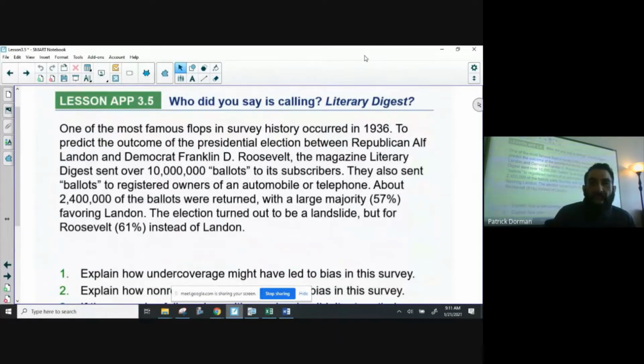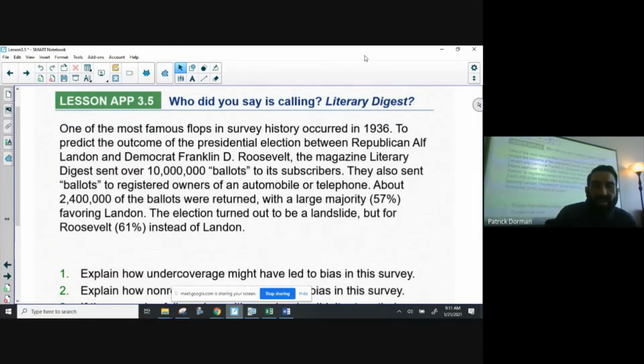All right, so a flop in survey history in 1936. They sent out a survey. They wanted to know what would be the outcome of the election between, well, you don't even know who Alf Landon is, right? But you know who Franklin D. Roosevelt is. Sucks for Mr. Landon.